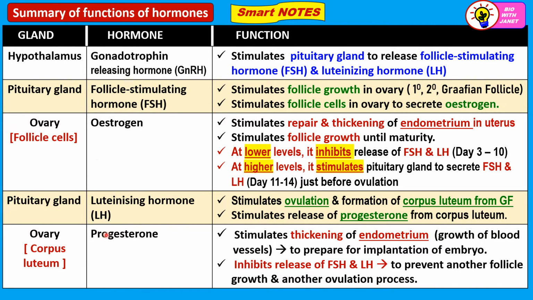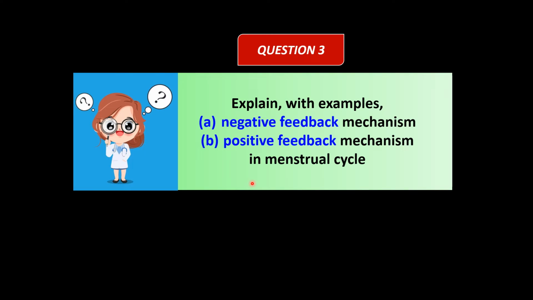So, other than that, the other functions of the hormones have been discussed. So please copy this down and memorize the other functions too, which is commonly asked in the objective questions, right? And also asked in the structured questions. Now, the third question is to explain with examples the negative feedback mechanism and the positive feedback mechanism in the menstrual cycle. What is meant by negative feedback and positive feedback in the menstrual cycle?